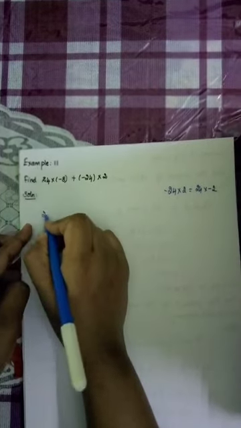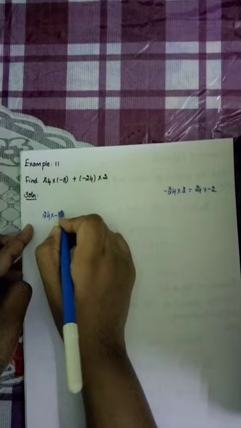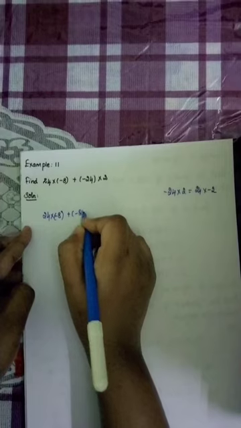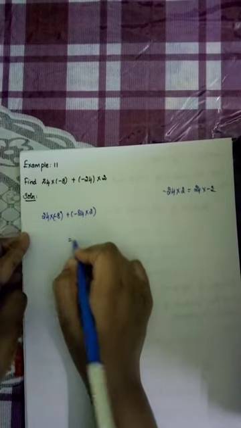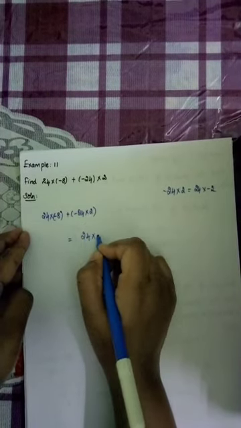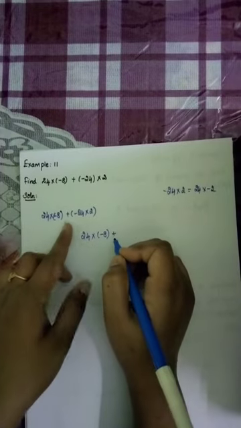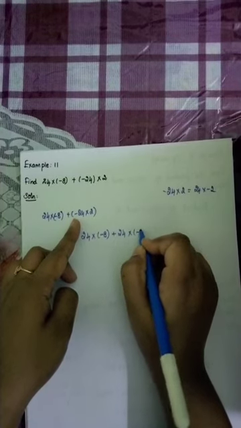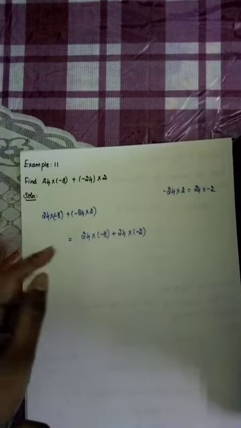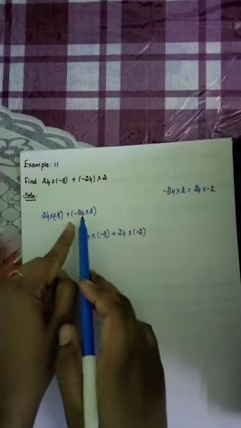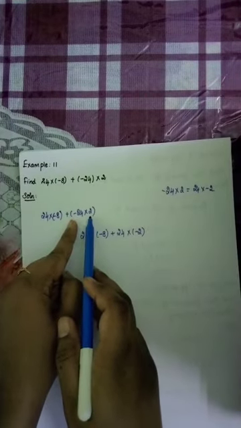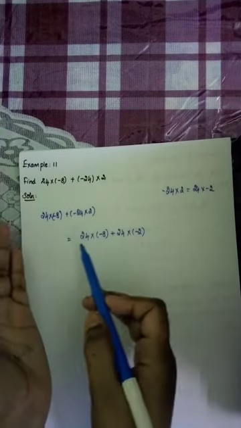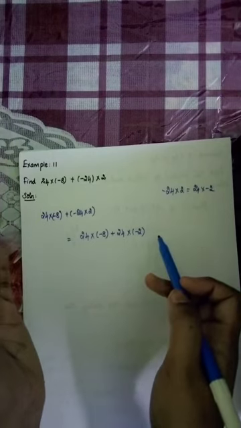So the question is 24 into minus 8 plus minus 24 into 2. We are going to solve this. So 24 into minus 8 plus, we can write this as 24 into minus 2. I am exchanging this minus to the next number. So both are same. Okay, 24 into minus 8 plus 24 into minus 2.